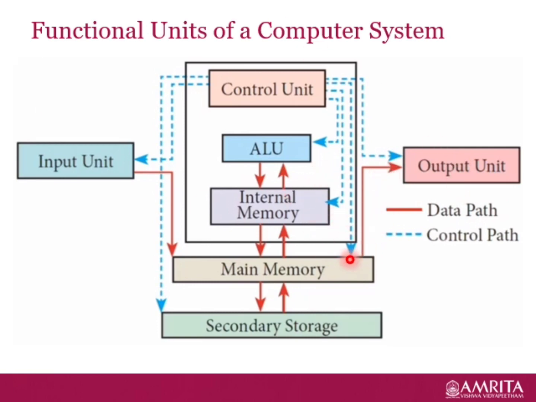Here we can see these red lines specifying the flow of data and the blue dotted lines specifying the control path. So what we can see is that from the input unit, whatever data we are providing will be given directly to the main memory or RAM, and it is kept there temporarily. If it has to be processed immediately, then it will be provided to the CPU for processing. Otherwise, the data is fed to the secondary storage for permanent storage.